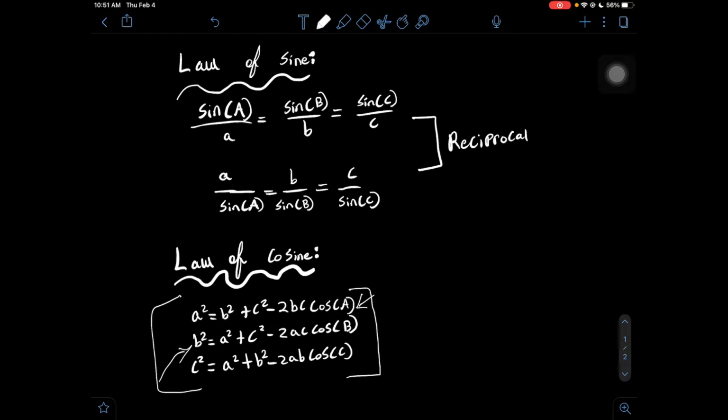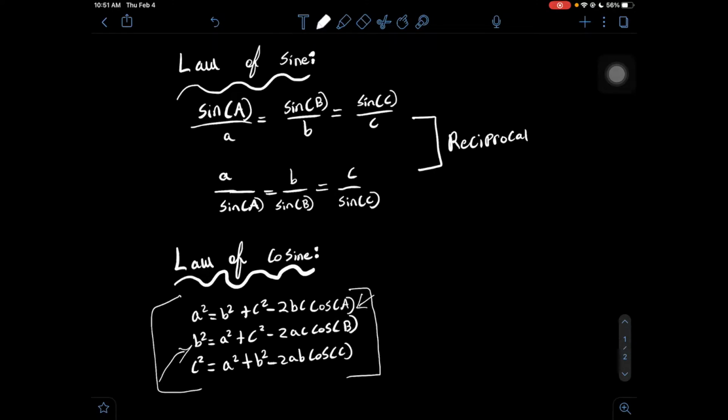In this video, we'll be going over how to derive the law of sine as well as the law of cosine. Starting off, the law of sine looks something like this, or it could also look something like this. You can see that they are each the reciprocal of each other. For example, sine of A over lowercase a is the reciprocal of lowercase a over sine of A.